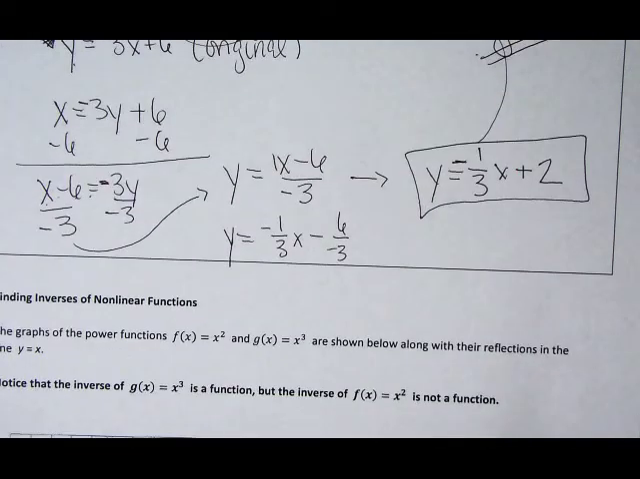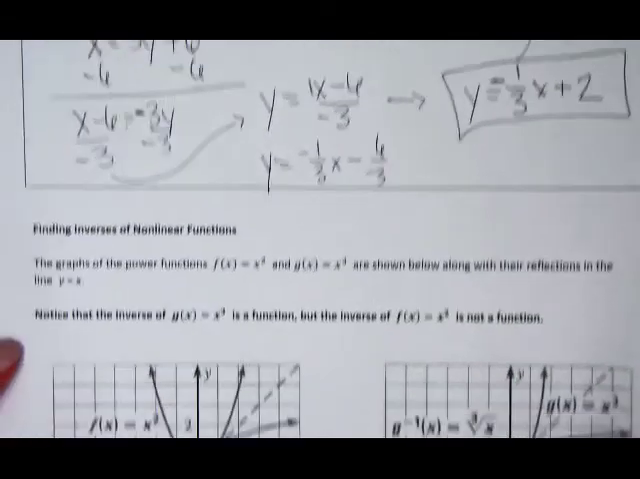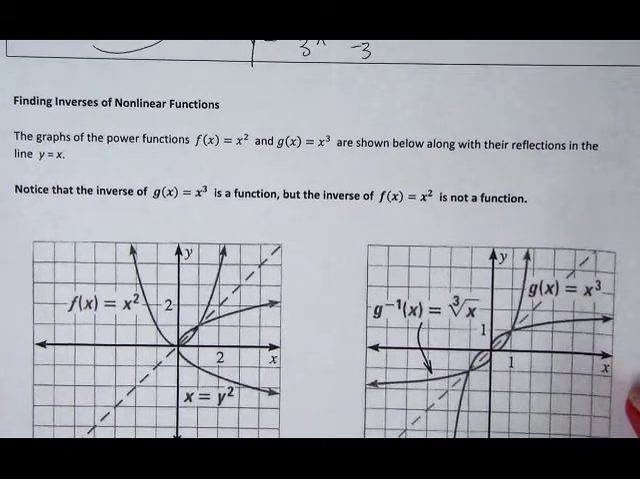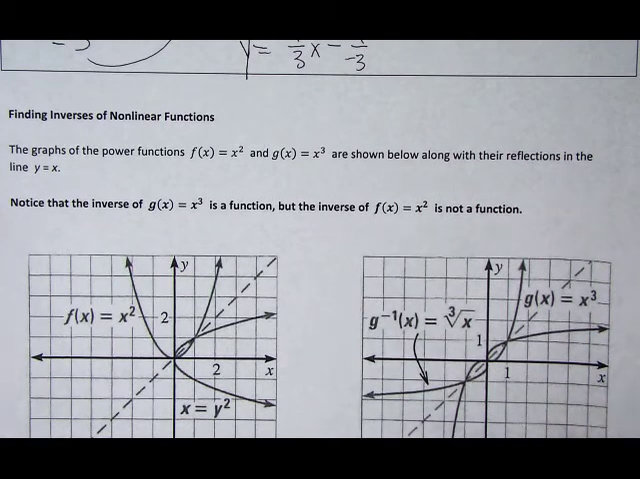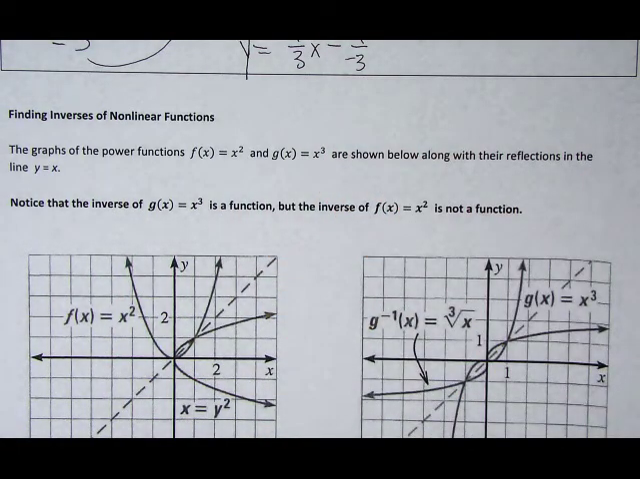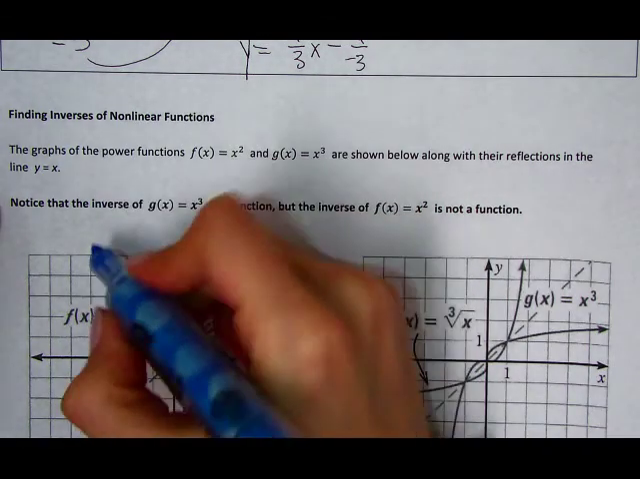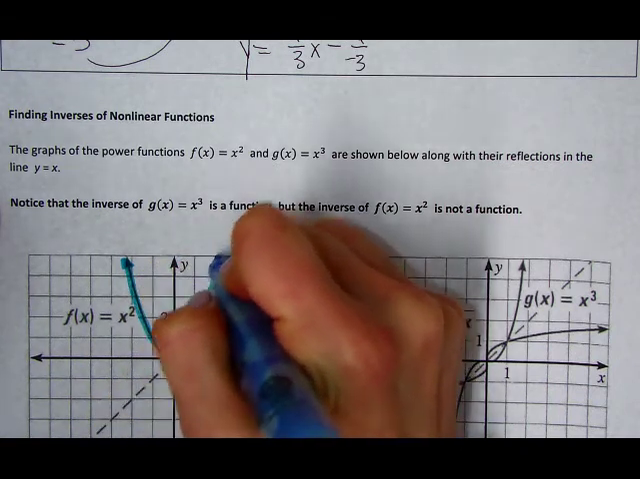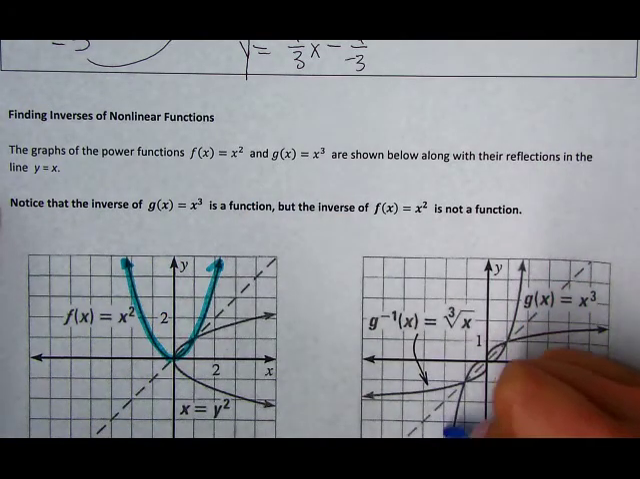Okay, so moving on, finding inverses of nonlinear functions. These are nonlinear functions, which means we're going to look at an example that has a quadratic. The graphs of the power functions x squared and x cubed are given below, and I'm going to use some markers here to show the difference between them. Your original is given in your blue marker.